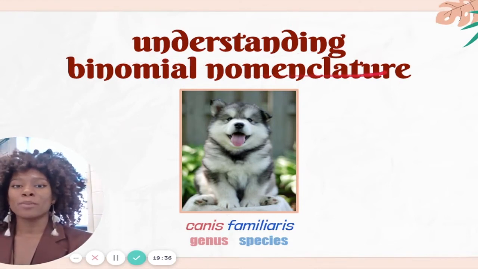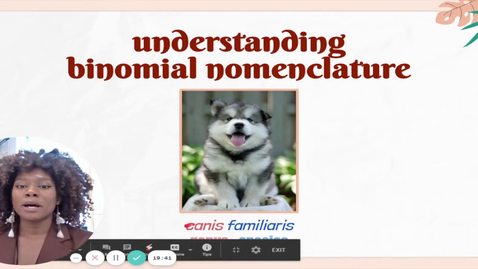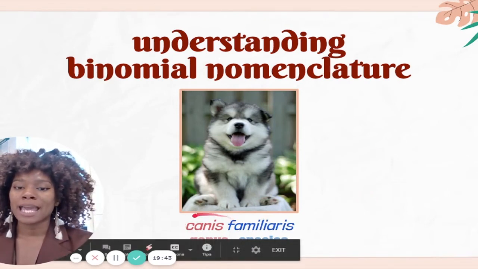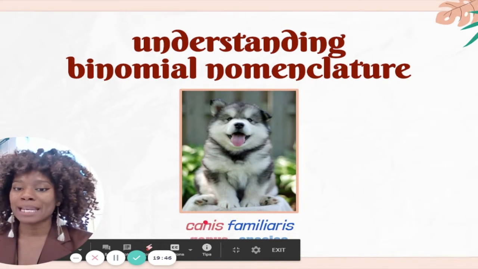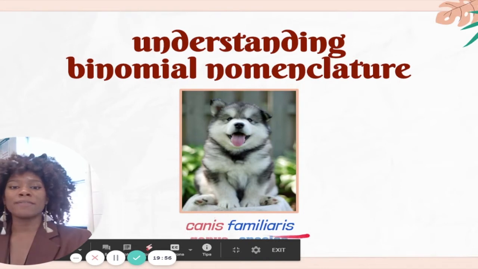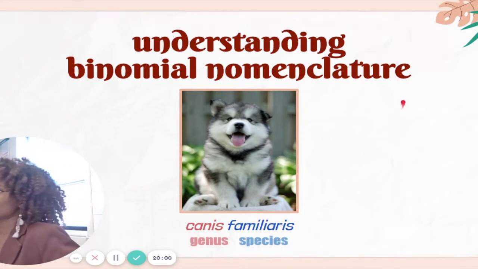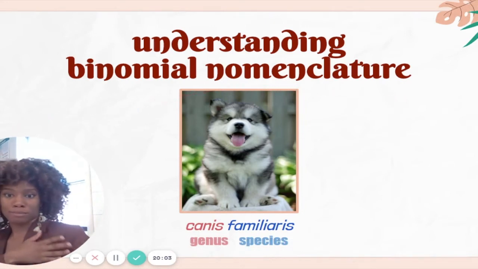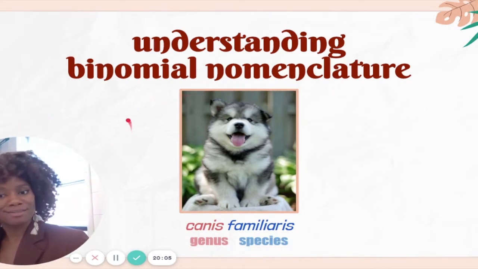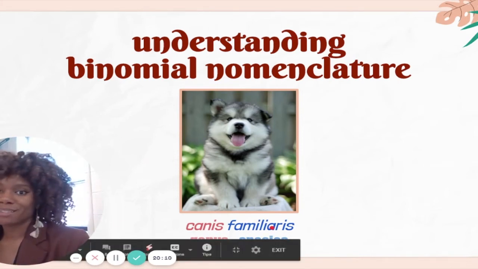So, understanding binomial nomenclature. So, this is a puppy. So cute. Yay. So, the name for a dog is Canis familiaris. Canis is the genus, familiaris is the species. And how do I know that? Well, because in the scientific name, the genus always is first and the species always is second. It's easy. And it also matches up with the order of the levels of classification, right? Because it goes family, genus, species.